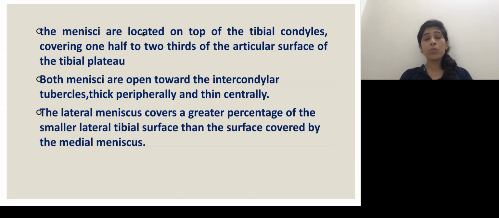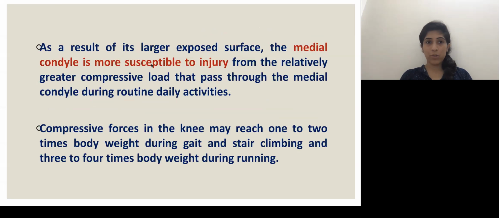The menisci are located on top of the tibial condyles, covering one half to two-thirds of the articulating surfaces of the tibial plateau. Both menisci are open towards the intercondylar tubercle, as we have already seen in the diagram, with a thick periphery and thin centrally. The lateral meniscus covers a greater percentage of the small lateral tibial plateau, whereas the medial meniscus covers less articulating surface of the tibial plateau.